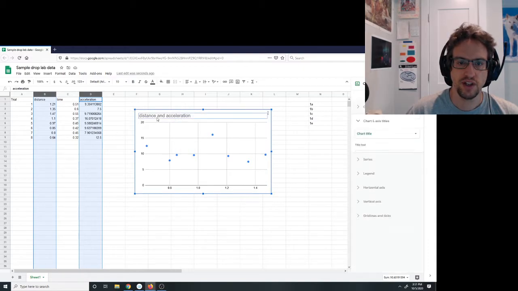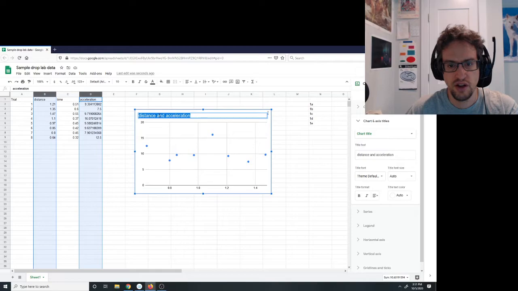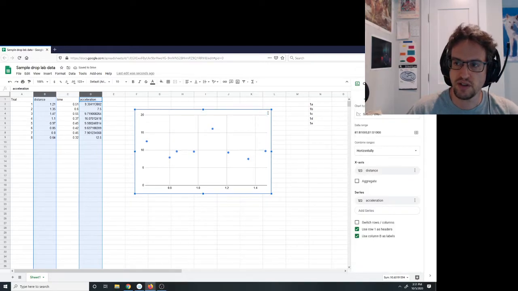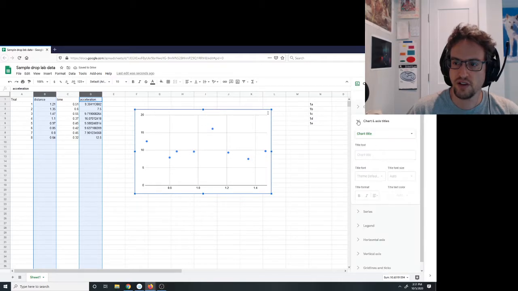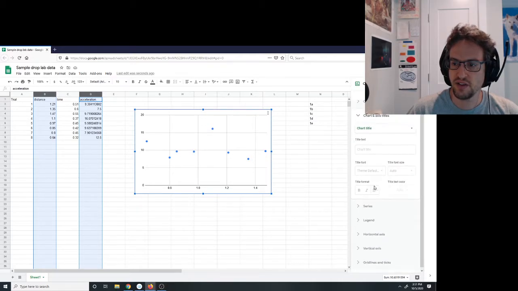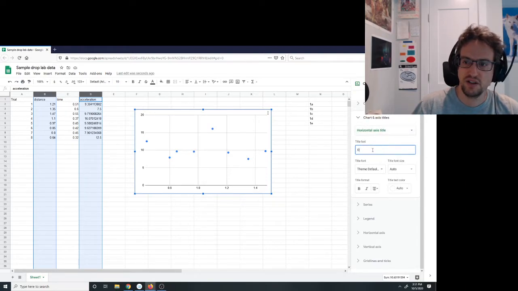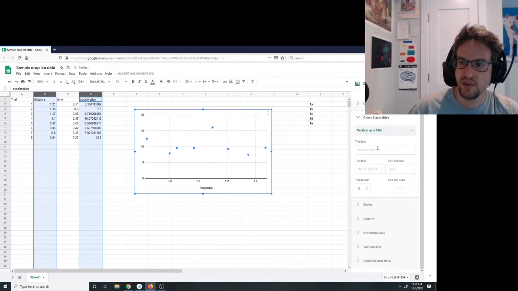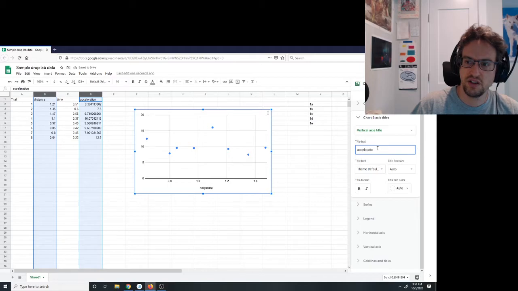I actually don't particularly like having a title there, so I would delete that. But you're going to want to add axes titles. So we go to customize. Chart title, no, but I definitely want axes titles. So the horizontal axis is height in meters. Actually, I'll probably say height meters. And then the vertical axis here is going to be acceleration in meters per second squared.